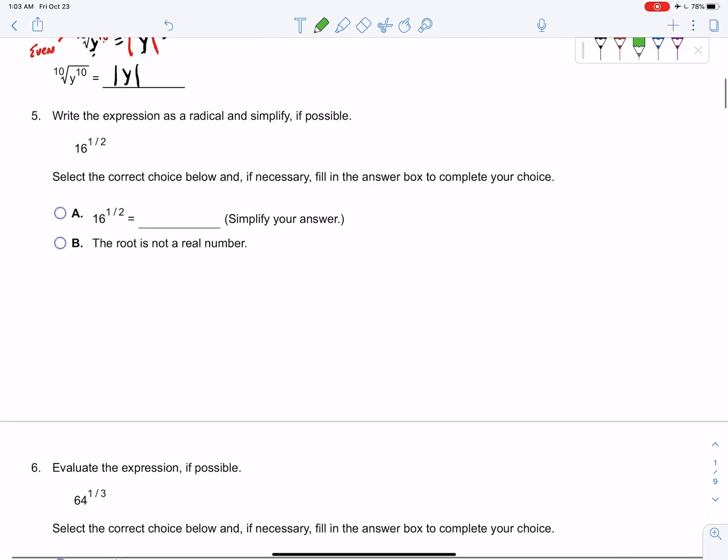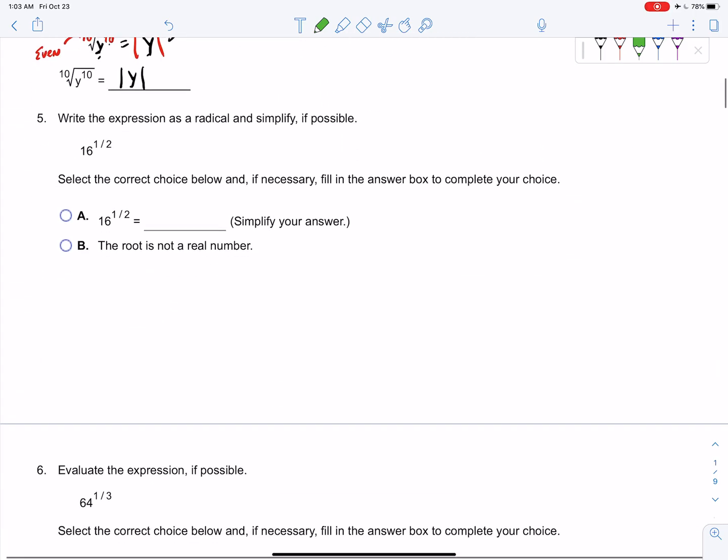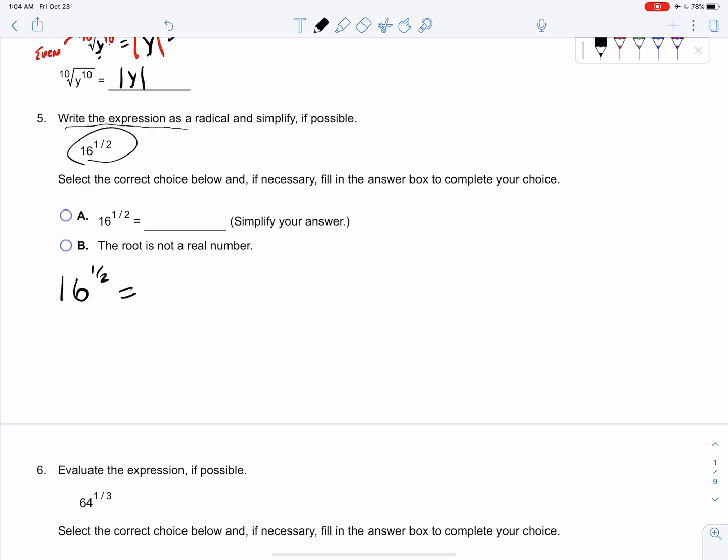See where we're at. Okay. So, the more you do of these things, the quicker they get. There's 16 to the 1/2 power. It says, write the expression as a radical and simplify if possible.